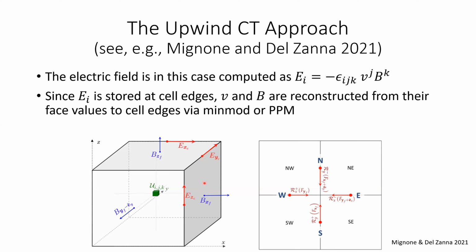So essentially, you reconstruct the magnetic field as well as the velocity toward the edge using your standard reconstruction method. It could be minmod or PPM in the case of Spritz, but it could be any other reconstruction method. And after you reconstruct the value of the magnetic field and the velocity at the edge, you compute the electric field via this relation. This is essentially the idea behind the upwind CT approach. Saying it this way looks pretty simple, but the implementation takes some time.